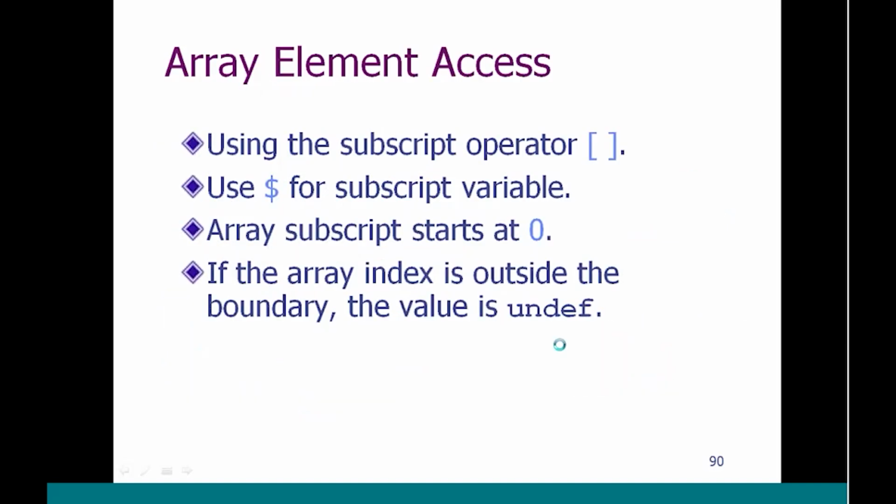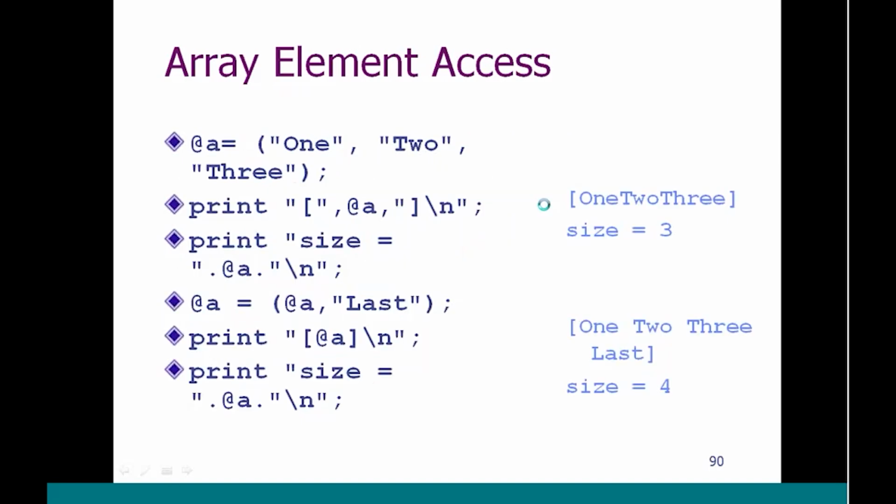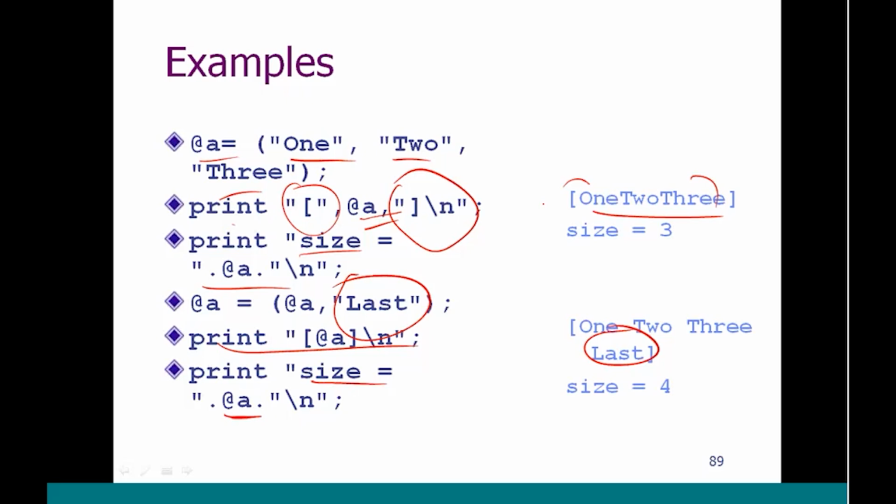Now for element array access itself, we figured out that we can use the subscript operator, which is a square bracket, and then use the dollar for the subscript variable. The array subscript typically starts at 0. We already saw in this slide that when we ask for size it is 3, but essentially it's denoted as 1, 2, and 3. So essentially it's dollar pound or dollar hash array plus 1.